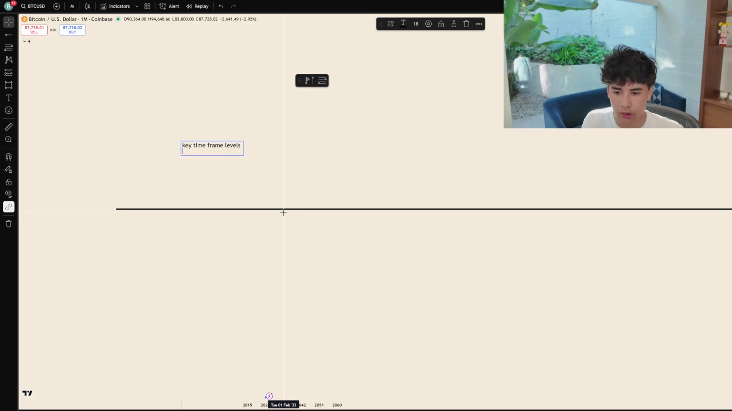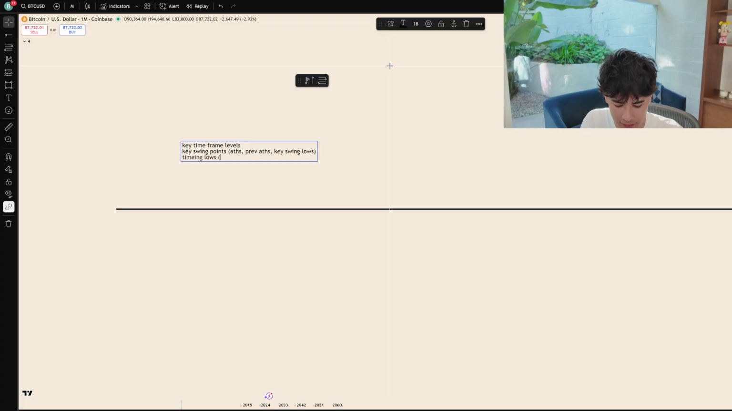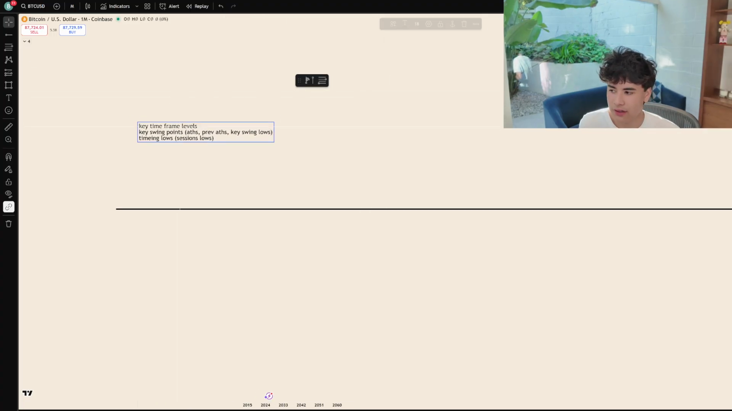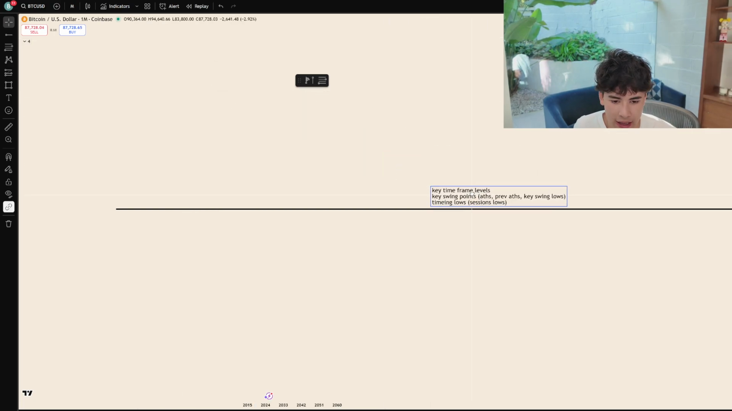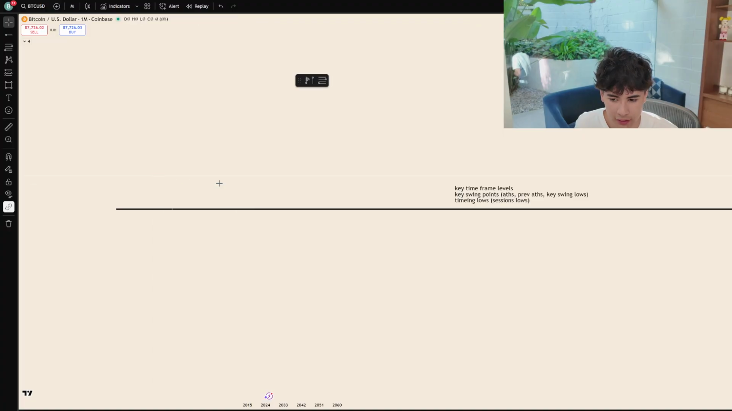Everything like that. We can also go over key swing points. All-time highs, previous all-time highs, key swing lows, pretty much anything in this niche. We've gone over this in a lot of videos, and we can also have timing lows. I'm explaining this wrong, like session lows. So like New York session low or something like that. So we have these three sorts of things that I'm classifying as of right now as a key level. So let's just pretend that this is any of those key levels.